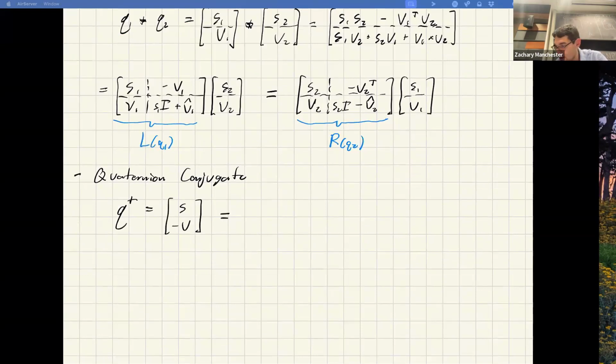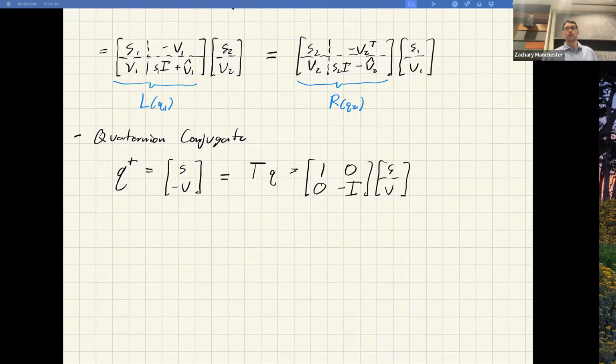We're going to write this as capital T times Q, which is just a matrix that's going to flip the vector part. So it's like almost an identity, right? And that's, again, so that we can chain rule through stuff and take derivatives. Cool. What else do we need to know?